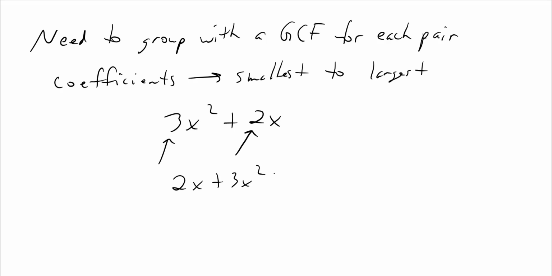It's important to do that for both terms, because then you're going to get the right answer, the same answer. I'll show you as we do the problem here. You order it from the smallest to the largest coefficient, not exponent, coefficient. All right, so let's do a problem.